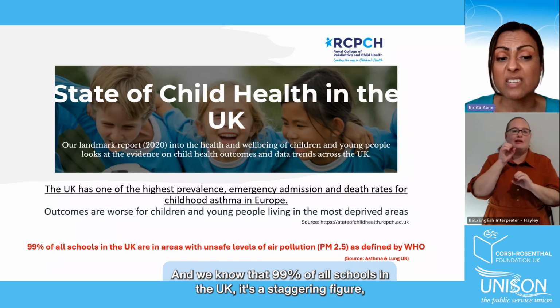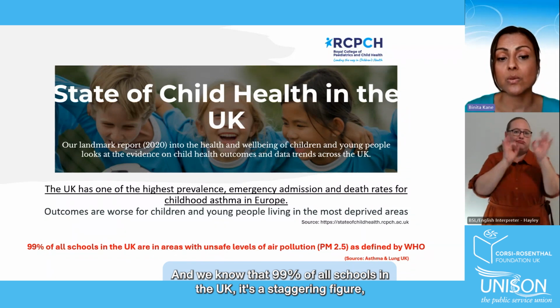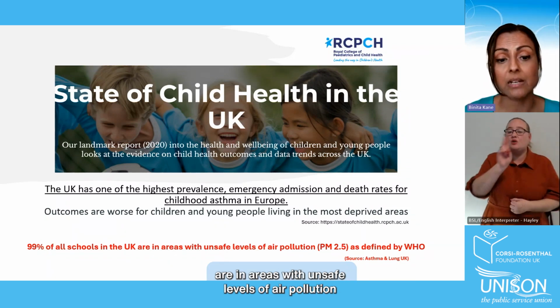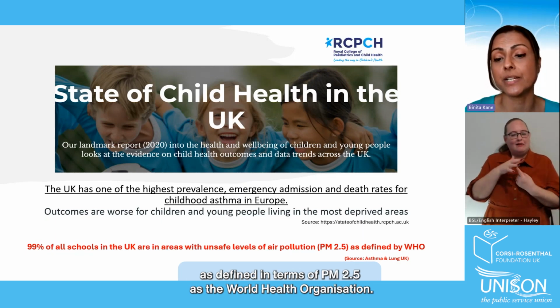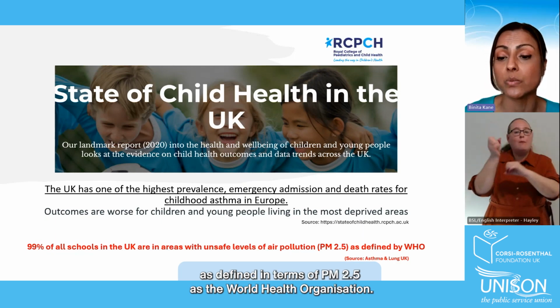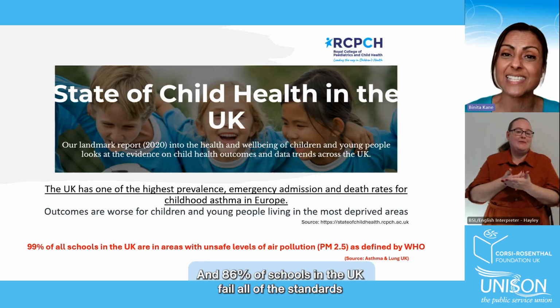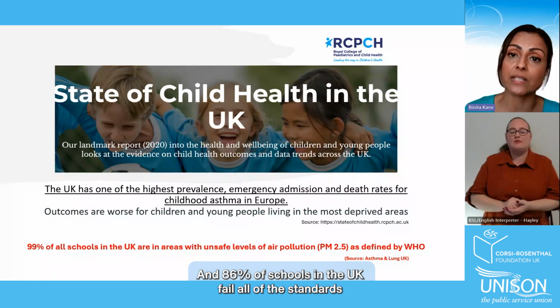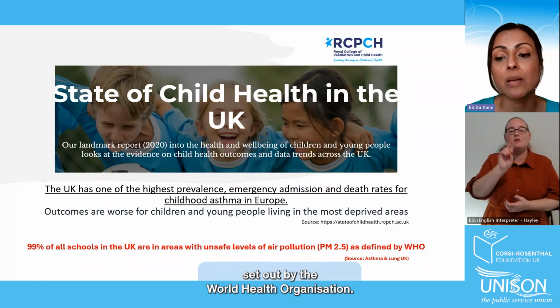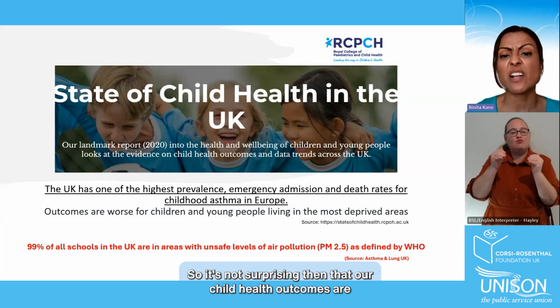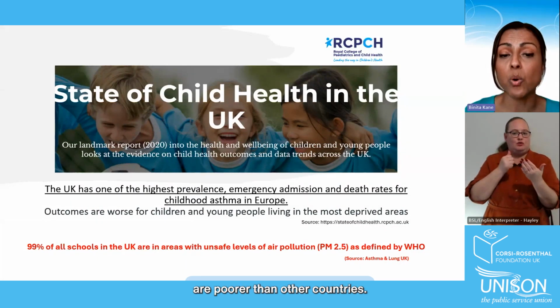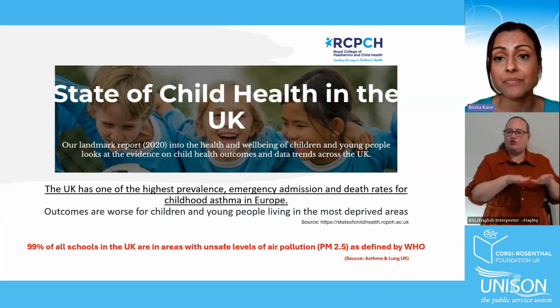And we know that 99% of all schools in the UK, it's a staggering figure, are in areas with unsafe levels of air pollution, as defined in terms of PM 2.5 by the World Health Organization. And 86% of schools in the UK fail all of the standards set out by the World Health Organization. So it's not surprising then that our child health outcomes are poorer than other countries. Next slide.